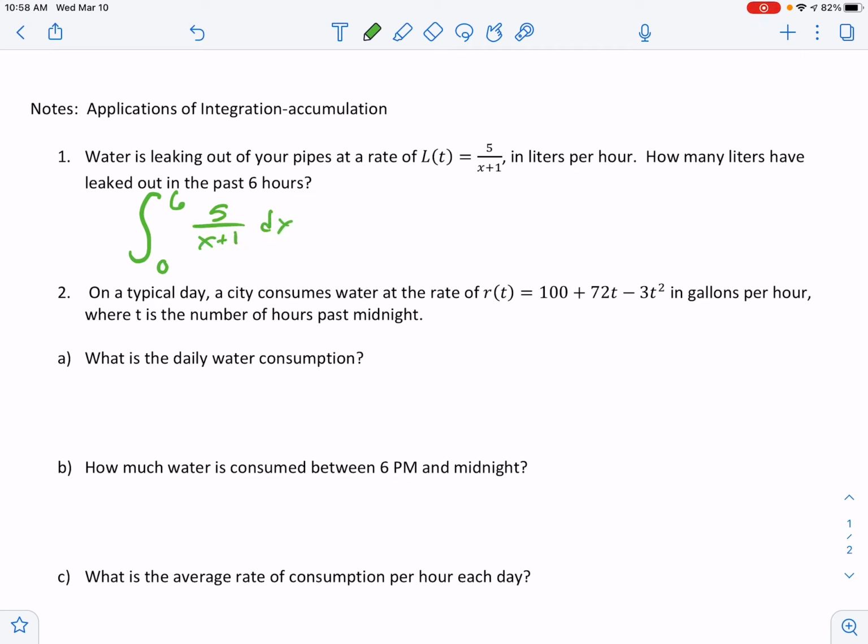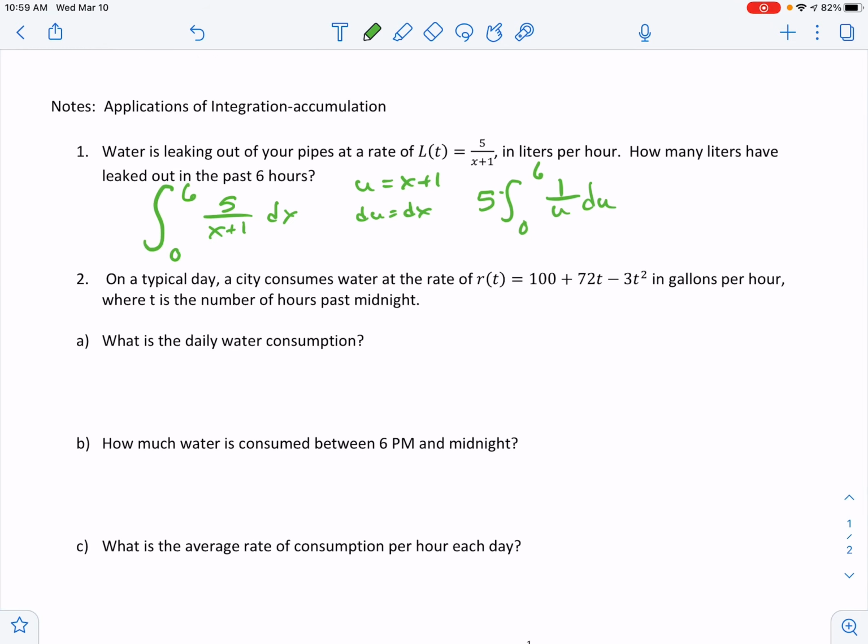Well, I have to use substitution. I hope you recognize that. u is equal to x plus 1, and du is equal to dx. And this is a leading coefficient, so I can put that out front. And I have 1 over u du. I hope you remember that that's the natural log of u, and I have to change, I already made a mistake, these bounds have to change in terms of u. So you put 6 in there, plus 1 is 7, and 0 plus 1 is 1. So I'm going to integrate from 1 to 7.